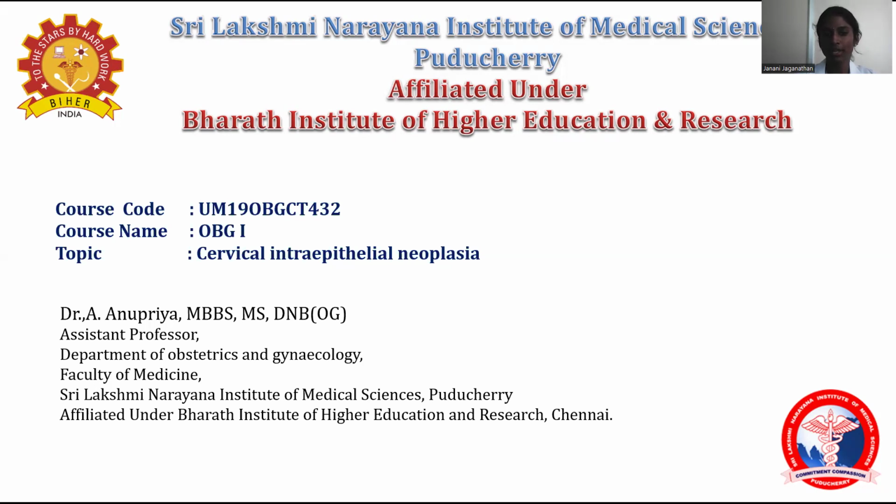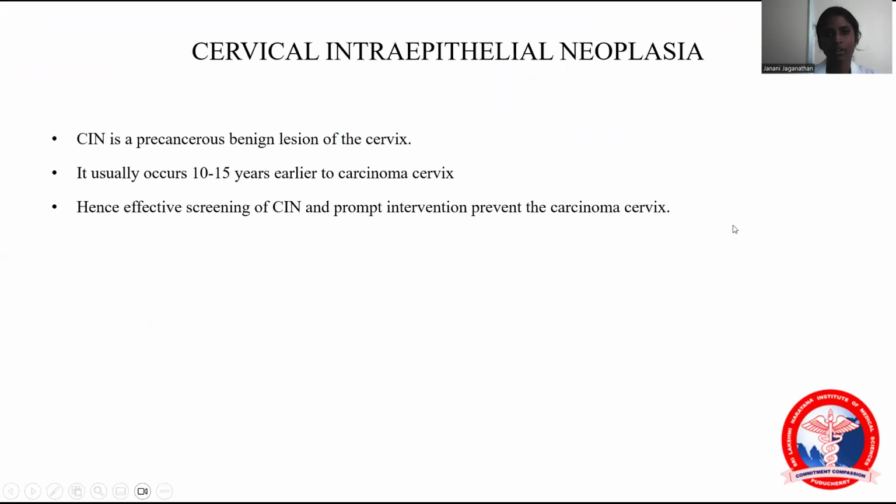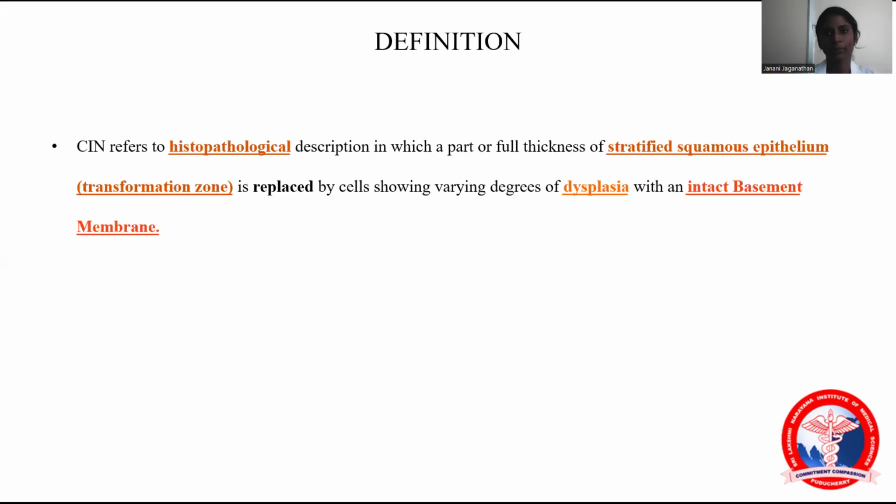The topic for discussion today is cervical intraepithelial neoplasia. We'll look into the topic in detail. First of all, cervical intraepithelial neoplasia, otherwise called CIN, is a precancerous benign lesion of the cervix. It usually occurs 10 to 15 years earlier than cervical carcinoma. Hence, effective screening of CIN and prompt intervention prevents the incidence of cervical carcinoma.